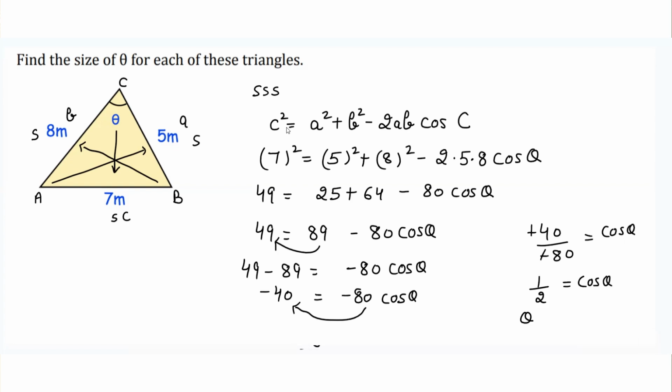And theta is equal to cos inverse of 0.5. So when you calculate it, you will get 60 degree. That means the value for theta is equal to 60 degree. This is how we can find the missing side lengths and the missing angles in the triangle where side, angle, side is given, or side, side, side is given.